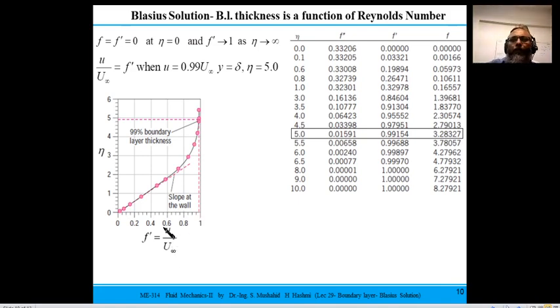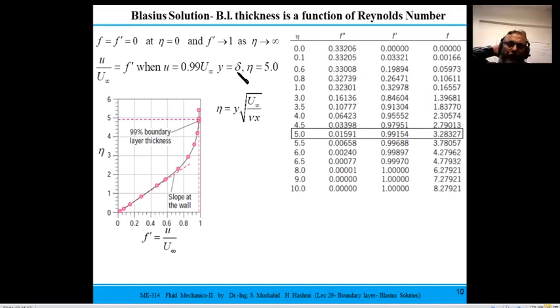So obviously the maximum value of u could be equal to u infinity. When u equals u infinity, then f prime maximum value would be 1, but it is approaching not exactly 1 but towards 1, 0.999. So once you go to 0.999, your eta value approximately approaches towards 5. So your eta variable comes out to be 5. Then that vertical distance from the wall would be equal to the boundary layer thickness.